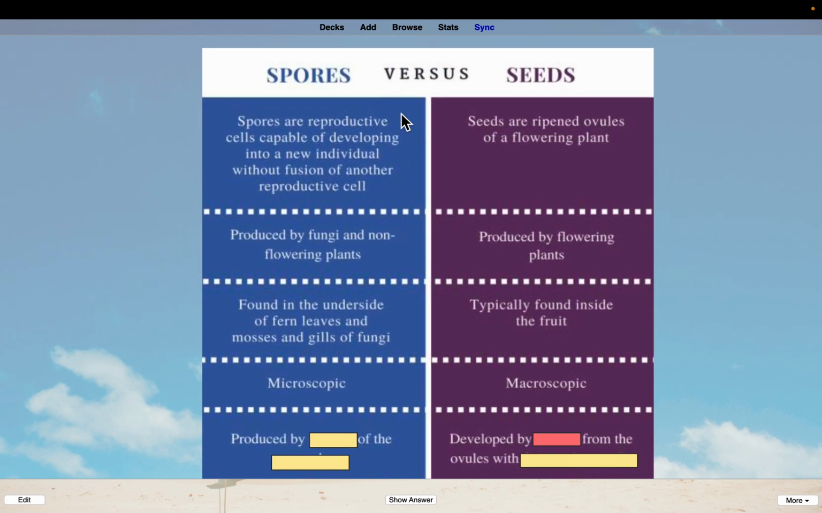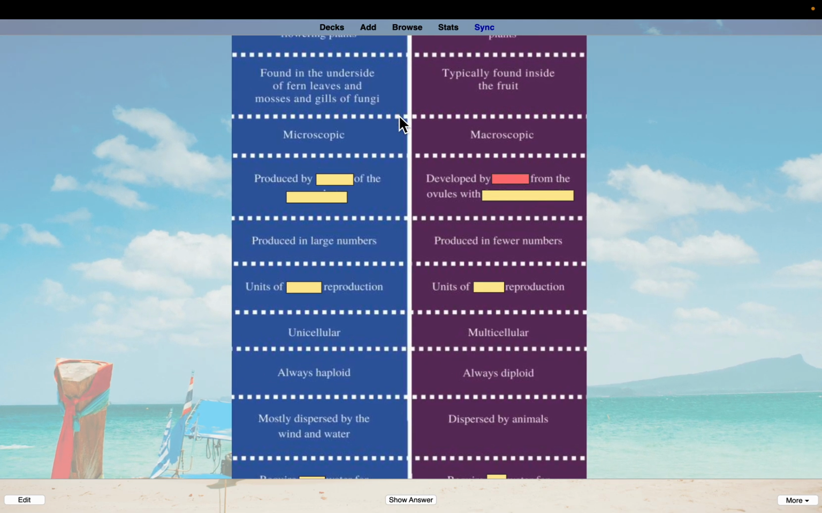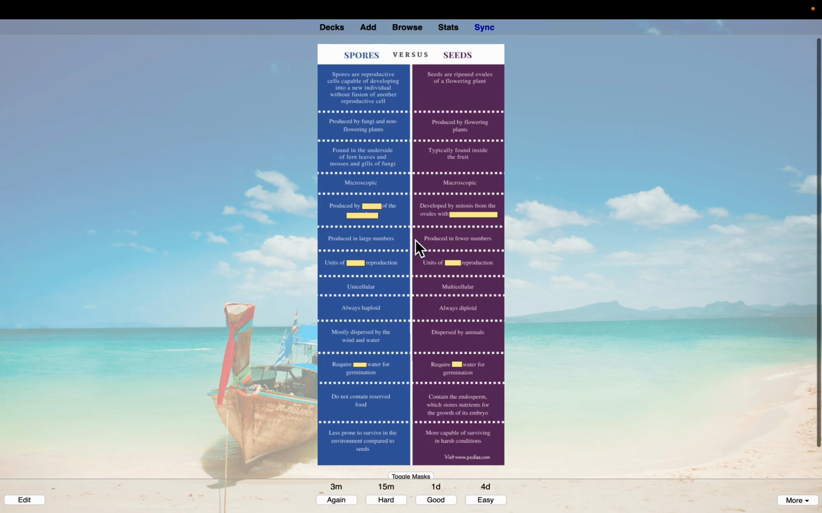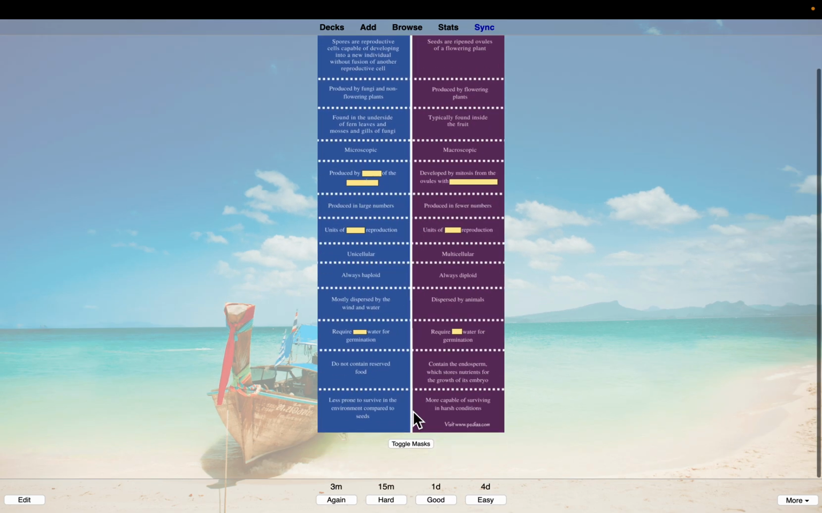Spores versus seeds. Okay, I'm not... You know what? Fine. Developed by mitosis from the ovules.